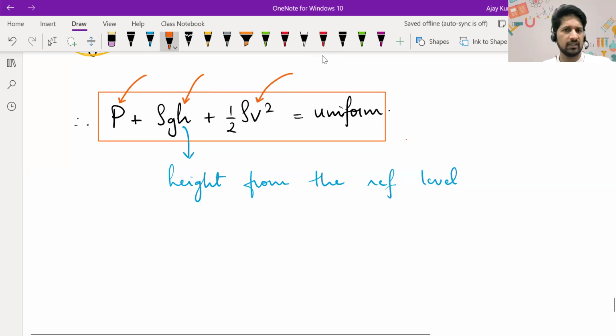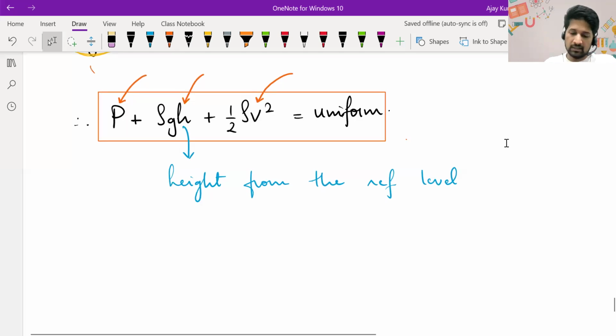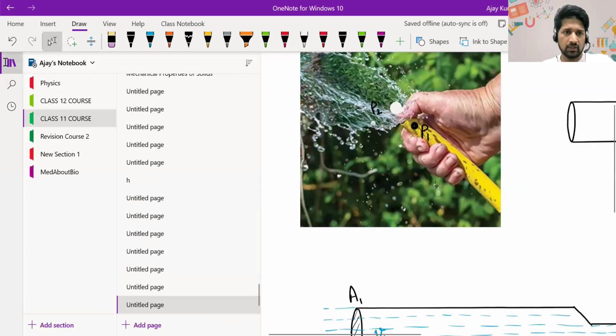If they don't specify anything in the question, you will assume those conditions to be satisfied, because that is what is there in your syllabus. If they mention that it's a viscous fluid, then you will have to apply concepts of viscosity. Otherwise, you'll assume it's an ideal fluid in steady flow. So this is the equation: P plus rho g h plus half rho v squared is equal to constant. Uniform means that the sum will be the same everywhere. So if you want to compare pressures at two different points, you can use this equation. That is exactly what we are going to do now.